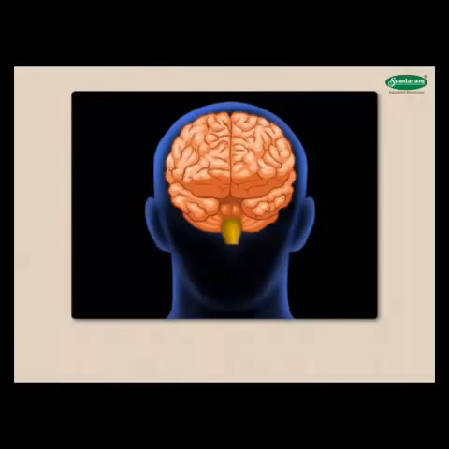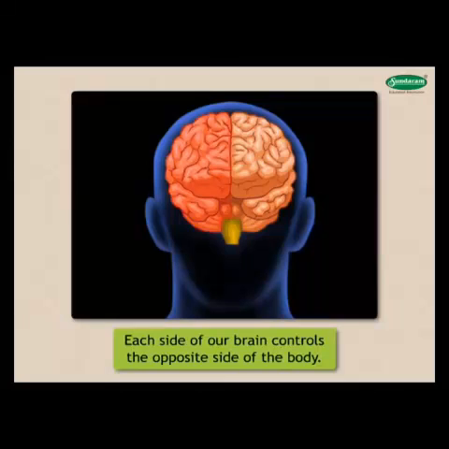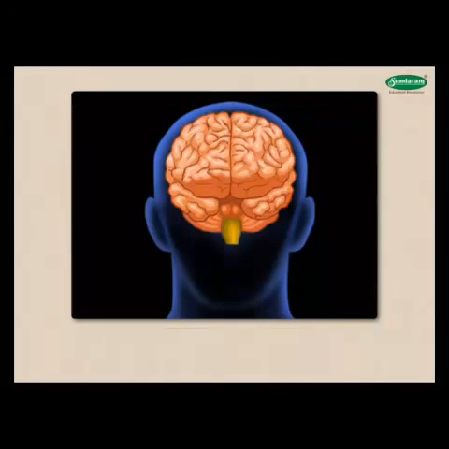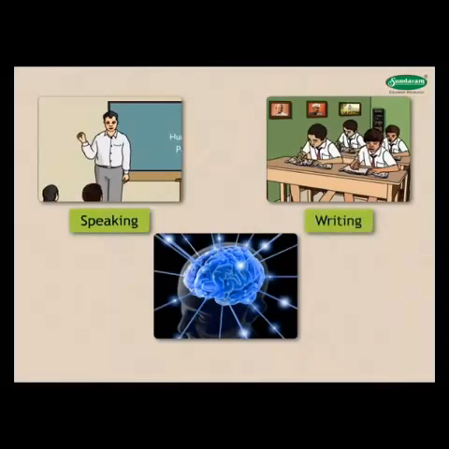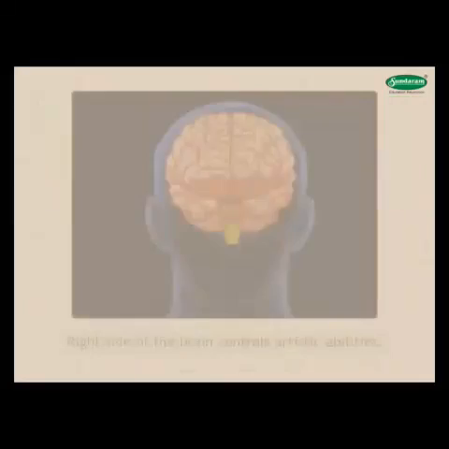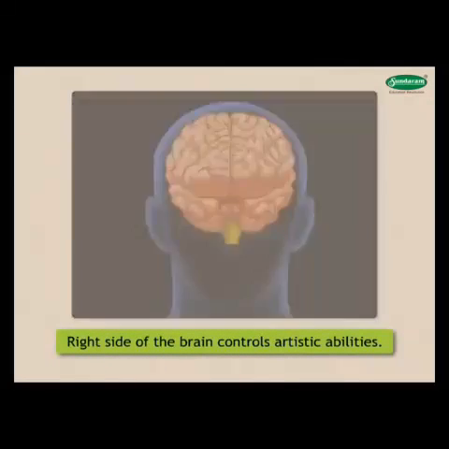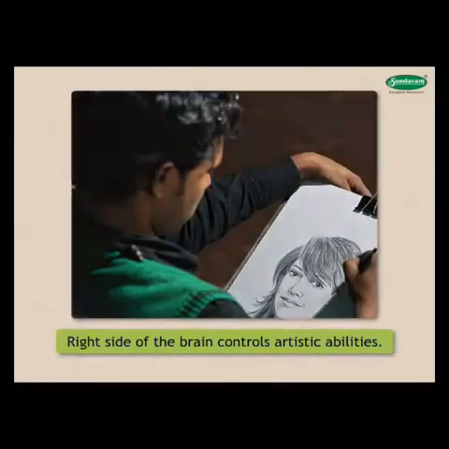It is interesting to know that each side of our brain controls the opposite side of the body. Usually, the left side of the brain controls speaking, writing, and logical thought. The right side of the brain controls artistic abilities.